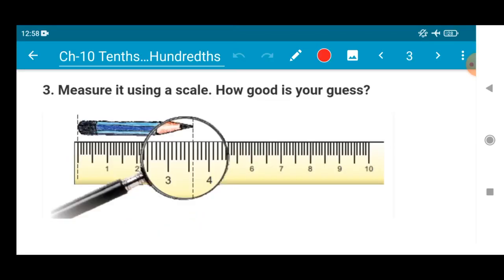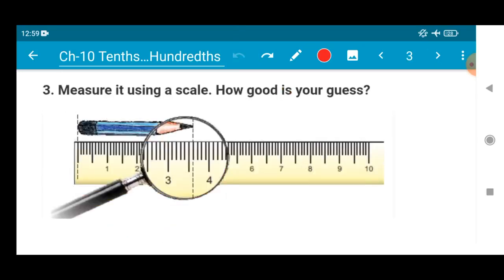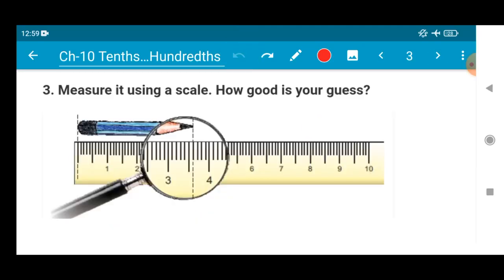Next, measure. This answer will not vary, because it will give us the exactly correct answer, since here we have got the scale and are measuring with the scale. But in the previous question there was no proper measurement, hence we gave the approximate value. In question number 3, measure it using a scale. How good is your guess? So the same pencil which we measured approximately in the previous question, number 2, we are measuring with the help of a scale. Now let us see how good our guess is.